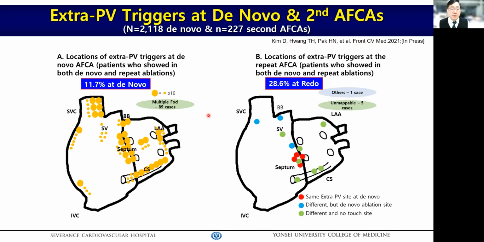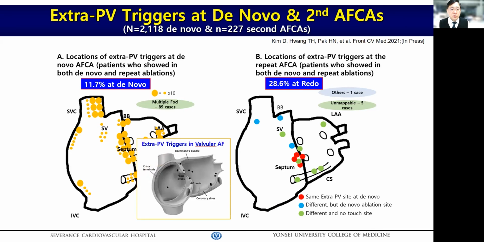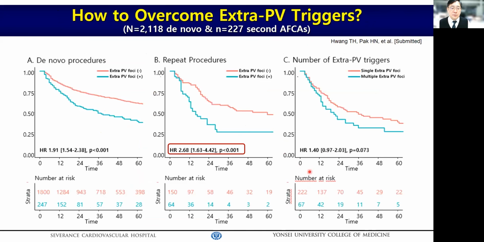The most common sites of extra-PV triggers were the septum, coronary sinus, and SVC. In post-surgical valvular AF, most of the extra-PV triggers were localized at the septum and the ligament of Marshall. And also, one third of extra-PV triggers mapped at the redo procedure matched with the previous ablation site. One third of extra-PV triggers in redo mapping are coming from the previous ablation sites.